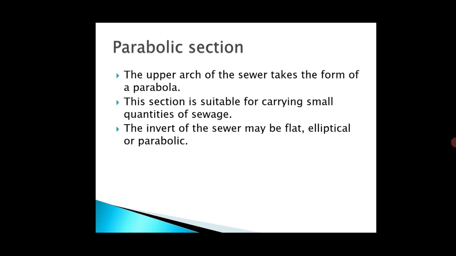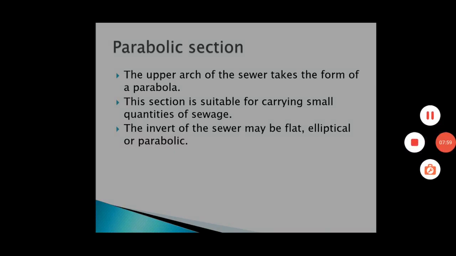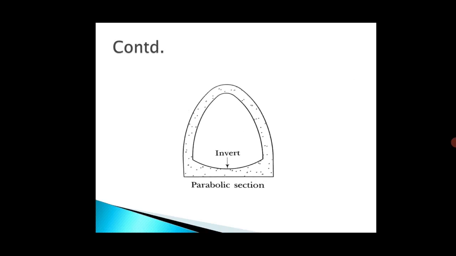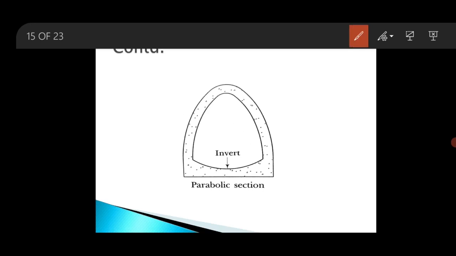Then next one is parabolic section. The upper arch of the sewer in this parabolic section takes the form of a parabola. This is the image of a parabolic section. The sewer with parabolic section is suitable for carrying small quantities of sewage, and it is found to be economic in construction. And the invert, that is the lower portion of the sewer, may be flat, elliptical or parabolic.